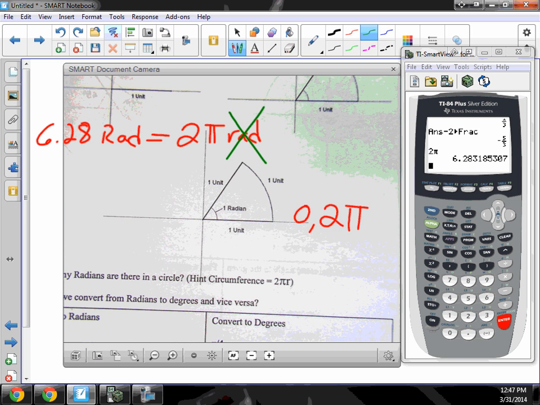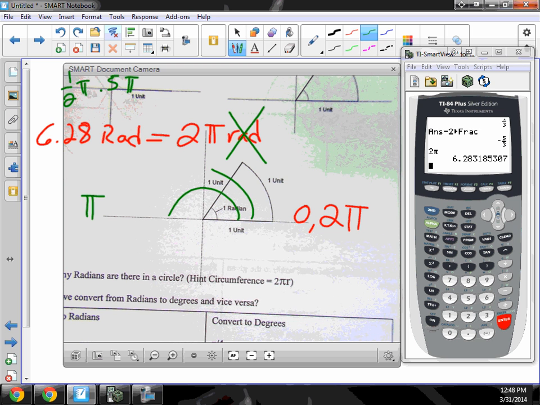Okay, so how far is halfway around the circle if the full circle is 2 pi? 1 pi, or just pi. Okay? What would the 90-degree mark be? 1/2 pi. So you could do 1/2 pi, you could do 0.5 pi, you could do 1 pi over 2. But the one that we usually use is just pi over 2.